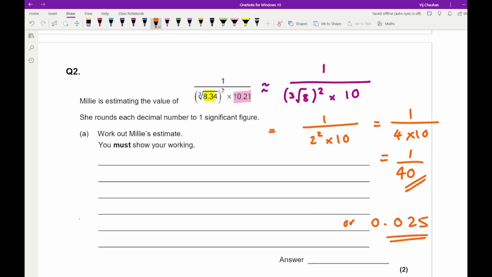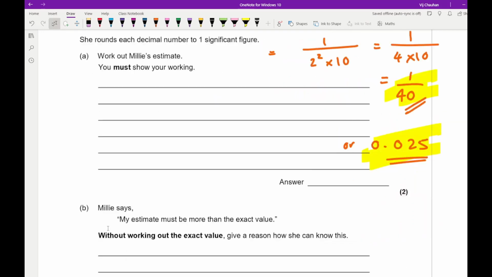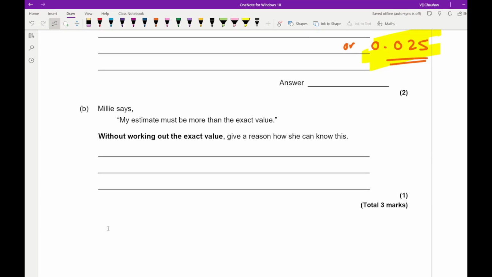So any of those two answers would be absolutely fine for the 2 marks. Then moving on to B, it says Millie says that my estimate must be more than the exact value. Without working out the exact value, give a reason how she can know this.